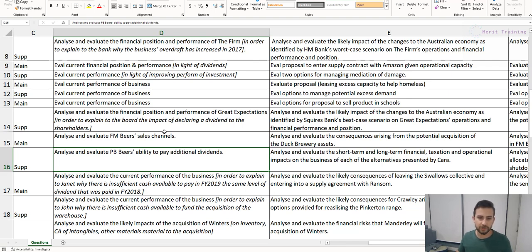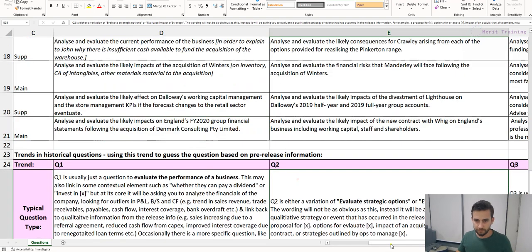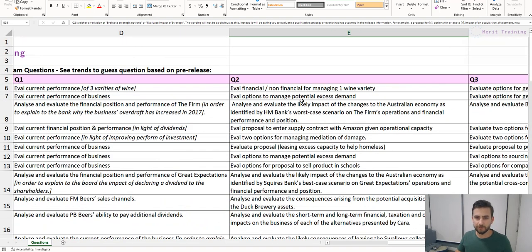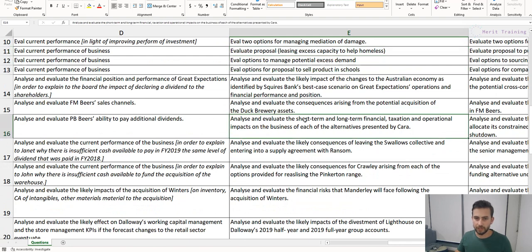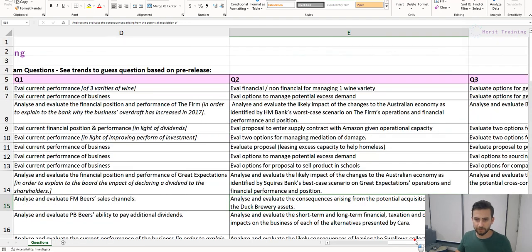So it's the same approach, but you're just being specific and linking it to what the question's asking you to do. So question 2 is probably the harder one in terms of it's less consistent throughout the years, because you might have a quick look at this and say, oh, there's not an immediate trend in these types of questions. For example, evaluate options to manage potential excess demand, options for managing mediation damage, evaluate a proposal, evaluate the impact from potential acquisition.